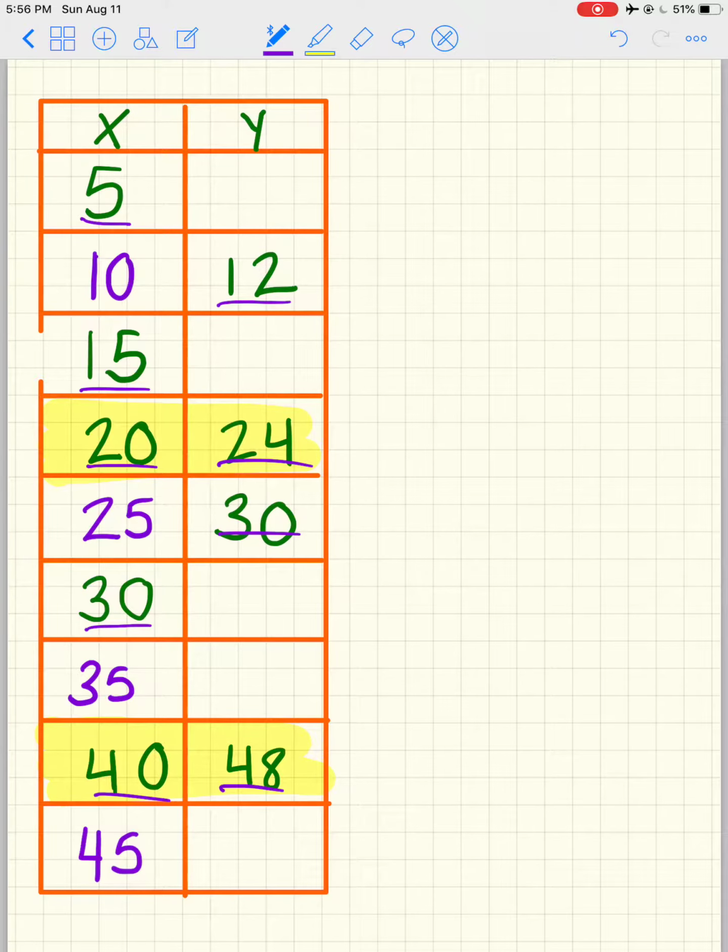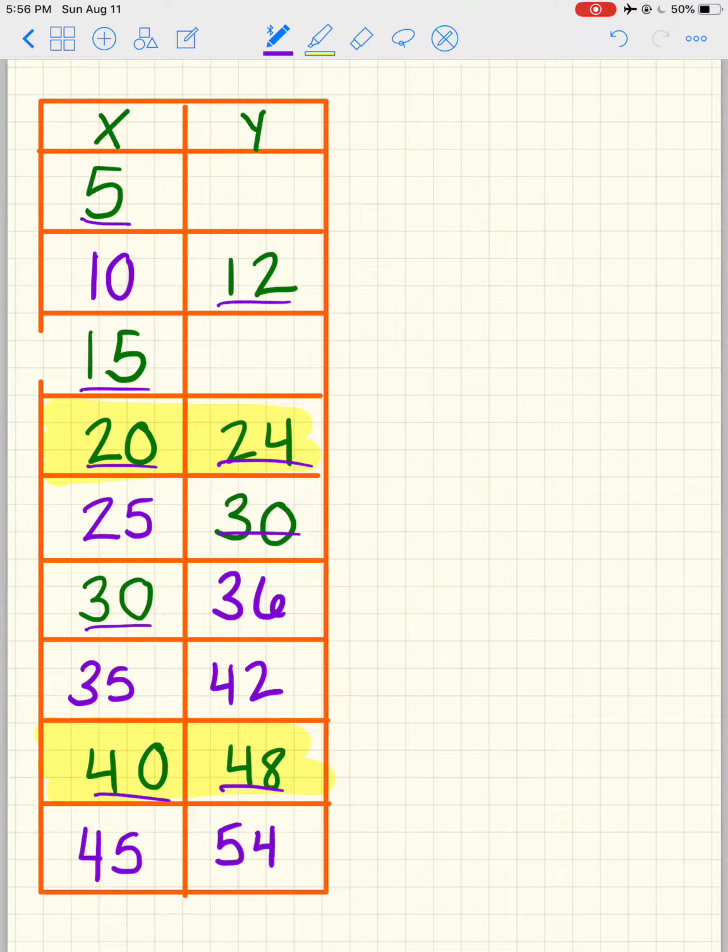Again, you can write down every single one. If you're not sure what 30 plus 6 is, what that next number would be, you can write it off to the side. But I know in my head that 30 plus 6 will be 36. 36 plus 6 will be 42. We already have 48. I know 42 plus 6 is 48. And then we have 54.